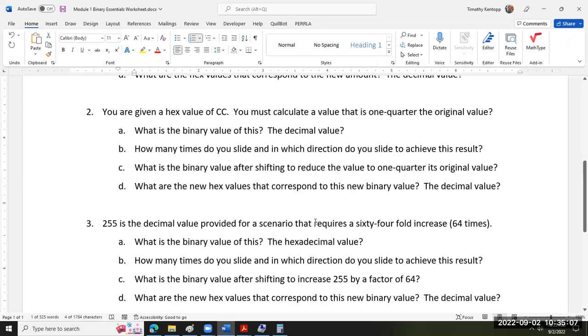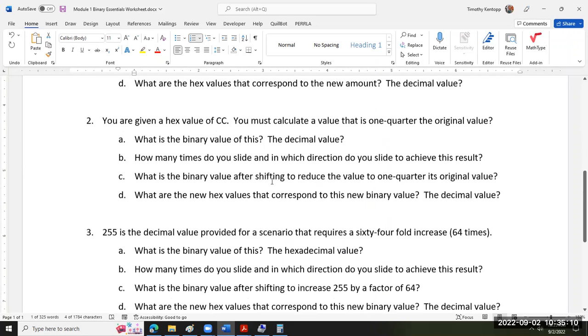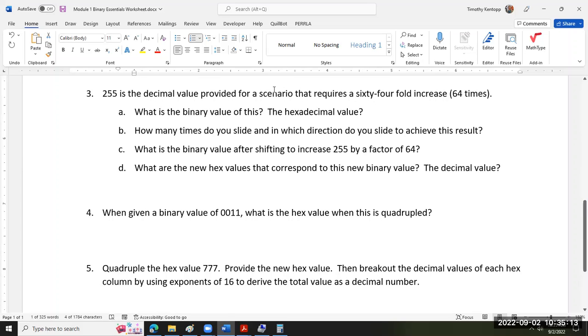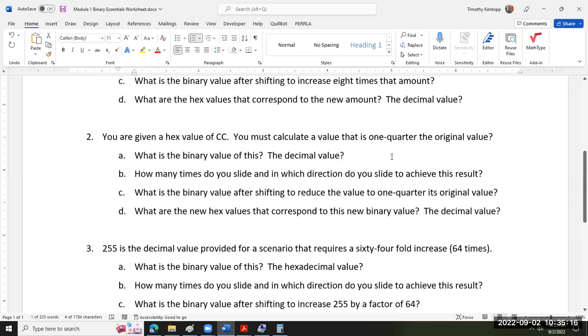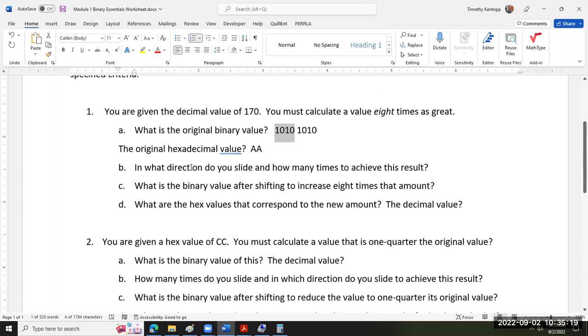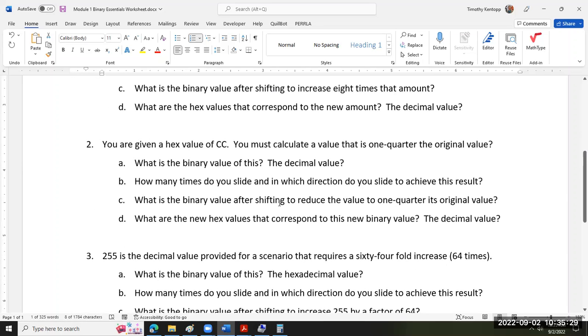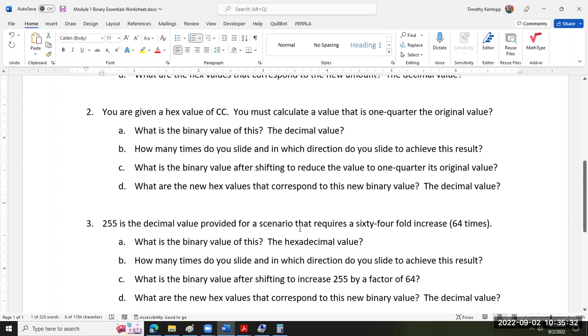Now, I walked through three of these stepwise with a series of guided questions, and that was to get you started on the process, okay? What's the common link for all of them? You're usually given a value in either decimal or hexadecimal, and you're trying to translate. Sometimes you're given a binary value and you're asked to change it to decimal. Either way, it's the binary value that's the stepping stone. When you're doing conversion operations manually, you need to always derive the binary value. And if you're given the binary value, you can work pretty quickly in the other direction, okay?